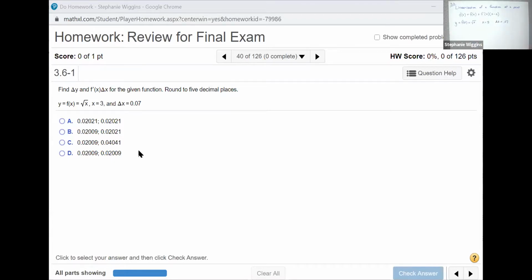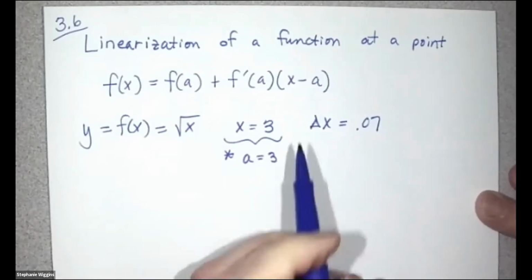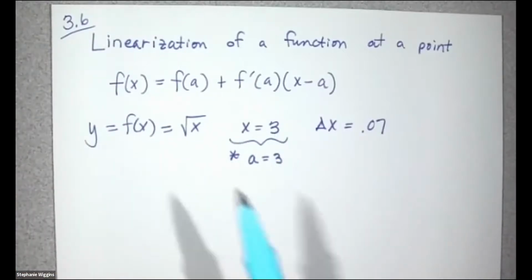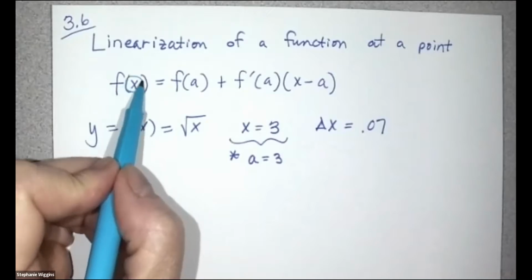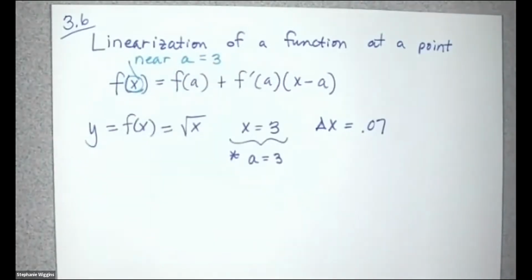0.07. Now, this is a little bit confusing because they say x equals a, but what they really mean is your a, that's your fixed value. So that a is actually equal to 3 in our formula. These problems can be a little confusing, so I want you to make a star in your notes to remind you that a is equal to 3 for our formula. X is near a. So when they say x equals a, they mean a fixed value for x. This is the variable right here. So this is near a equal to 3.